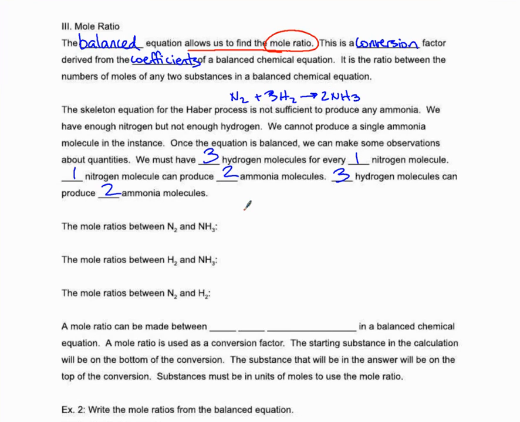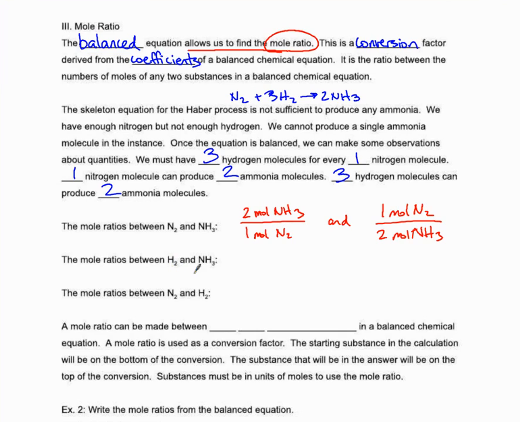So for every two moles of ammonia, we need 1 mole of N2 nitrogen. And you can look at it the other way. For every 1 mole of nitrogen, you need 2 moles of ammonia. I'm going to switch colors so we can see what's going on.